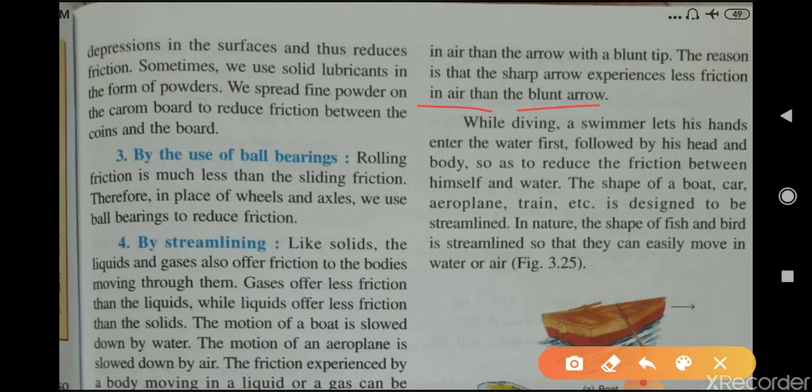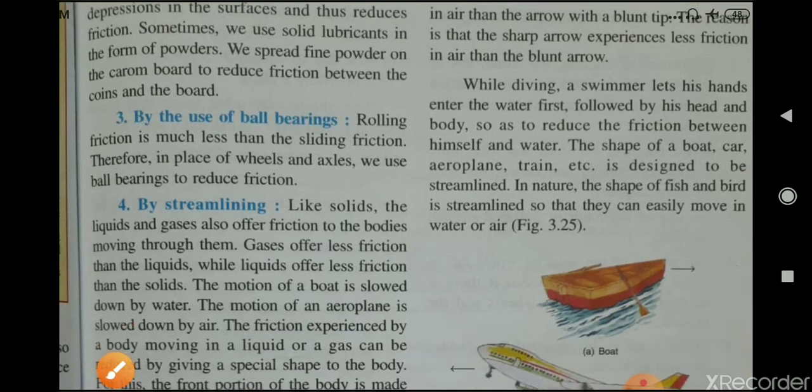While diving, a swimmer lets his hands enter the water first, followed by his head and body, so as to reduce the friction between himself and water. You all must have seen that while diving, a swimmer always enters his hands first in the water, then his body enters the water. This is to reduce friction between himself and water.